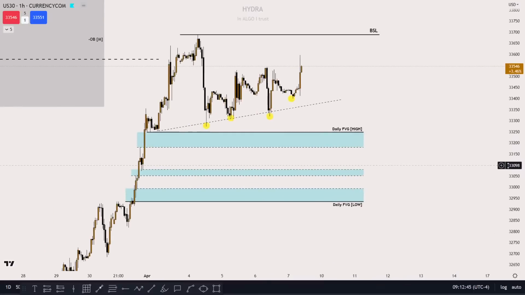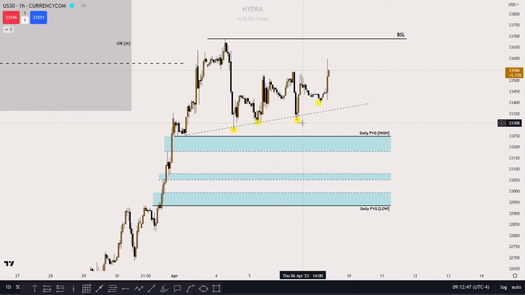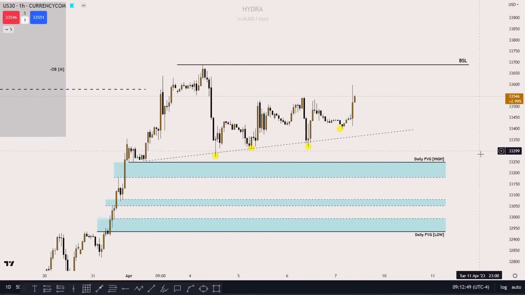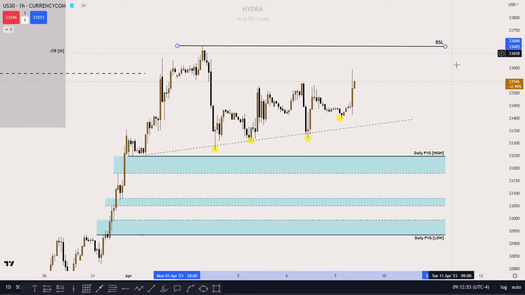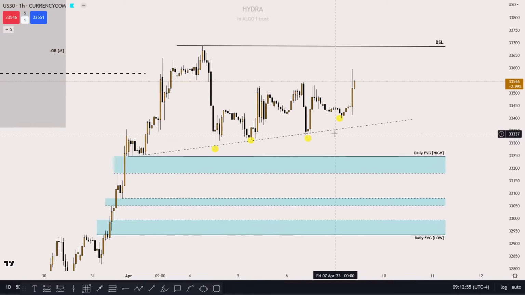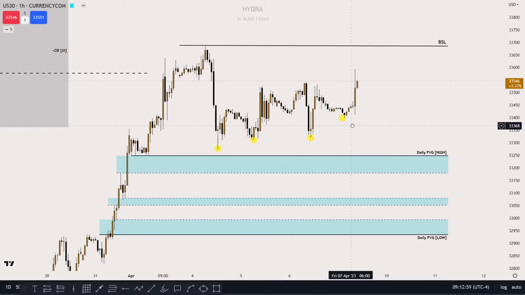So what the retailers are going to think is that it's a trend line that price built and price should respect that, right? And what we are seeing is a trend line liquidity, equal lows, and we are going to target these swing lows, right?